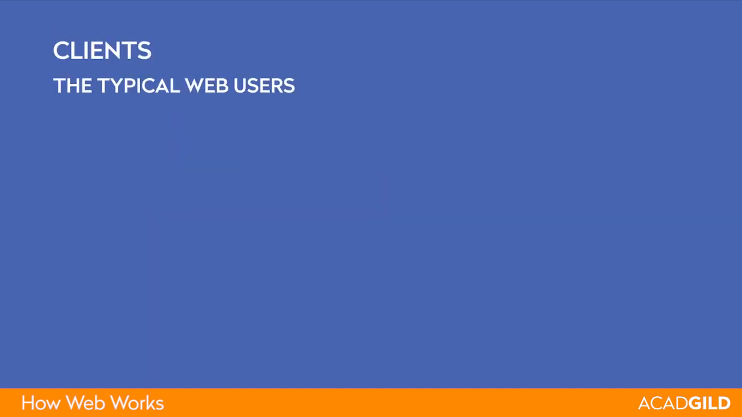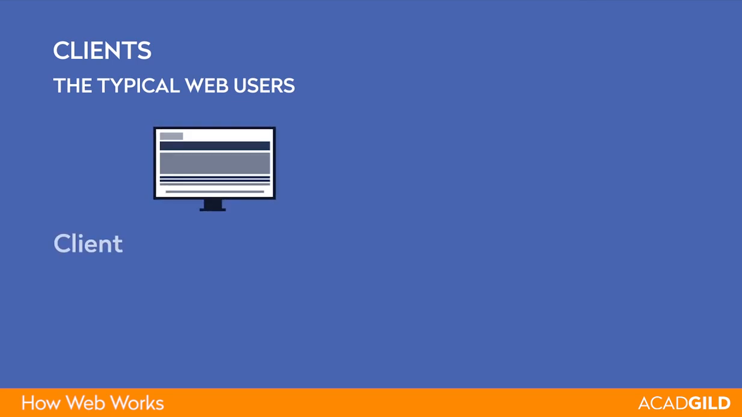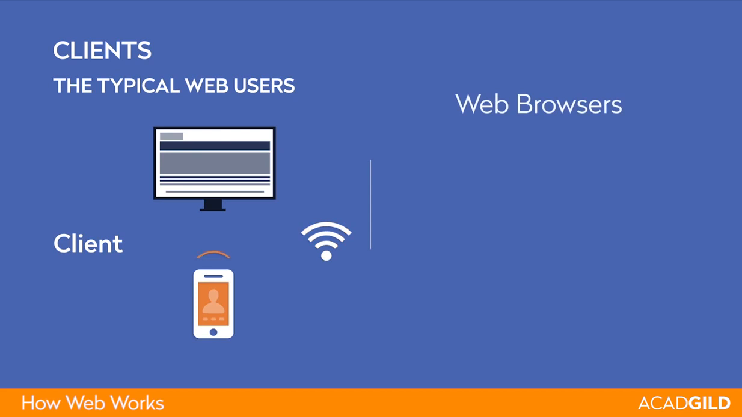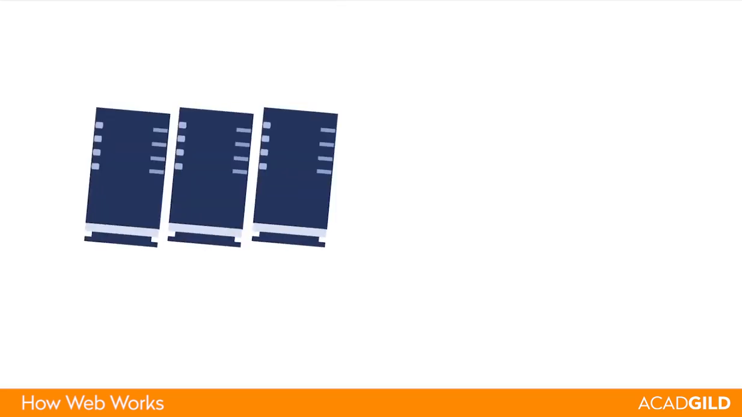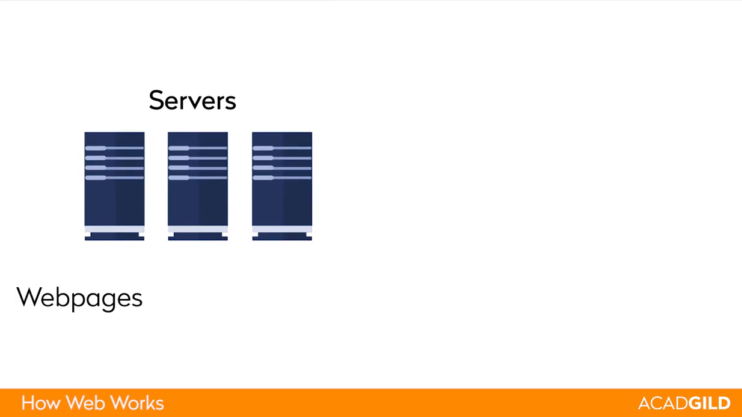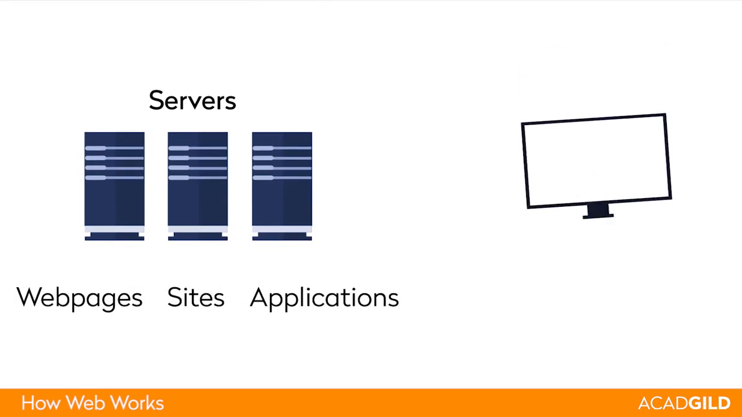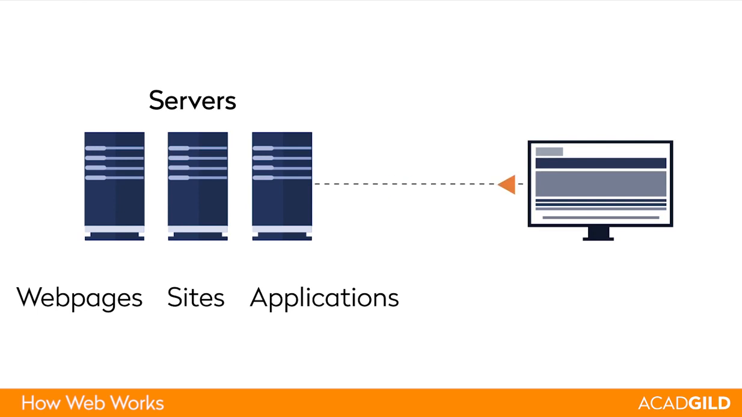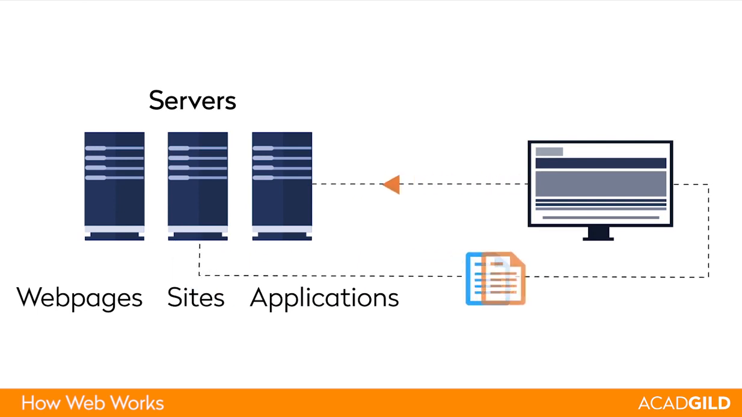Clients are the typical web users, internet connected devices. For example, the computer that is connected to the Wi-Fi or a phone which is connected to the mobile network, and web accessing software available on these devices, which are typically called web browsers. For example, it could be Firefox or Chrome. The servers are the computers that store web pages, sites, or applications. When a client device wants to access a web page, a copy of the web page is downloaded from the server onto the client machine to be displayed in the user's browser.